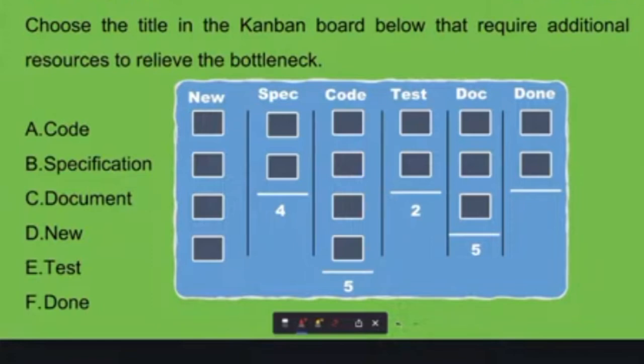Okay, so test. The limit is 2 and it already has 2. Done is not mentioned. I have some confusion here, but the bottleneck is test, because the limit is 2 and 2 are already there, so we can't add any more. So why, sir, is there nothing mentioned for done and new? It is what it is in the question.